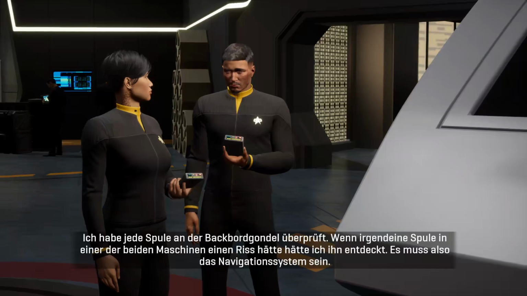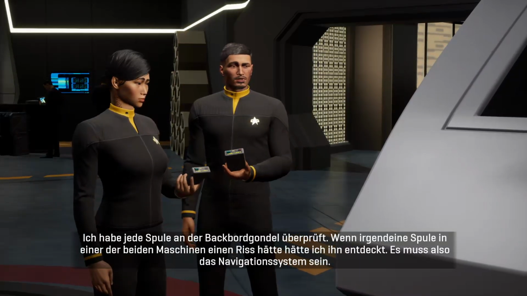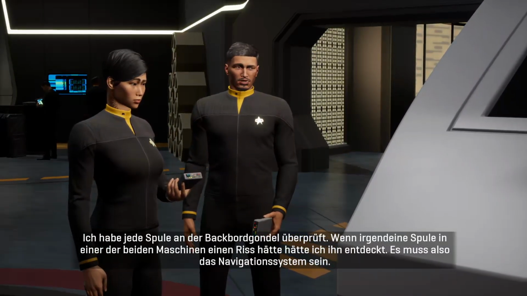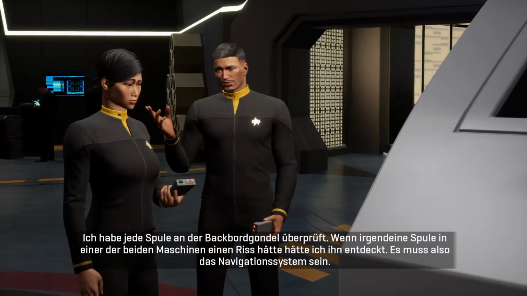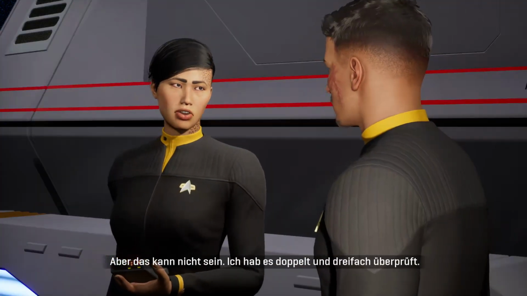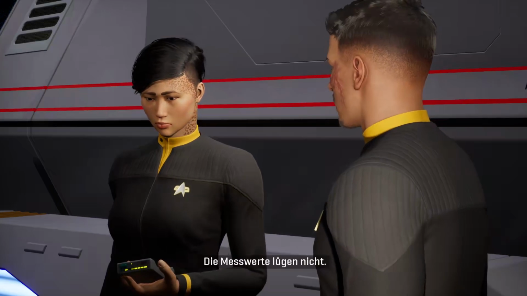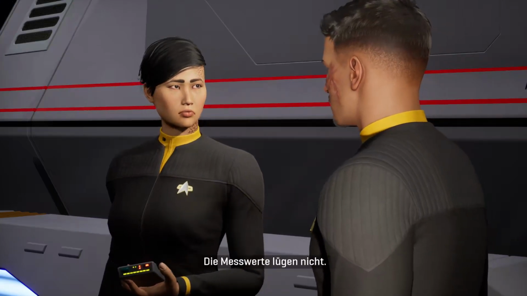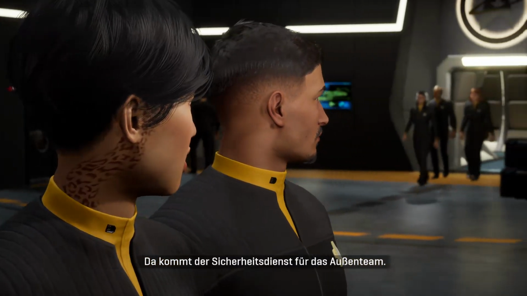I checked every coil on the port nacelle for imbalances. If any coil in either engine were cracked, I would have detected it. So, it must be the navigation array. Except it's not. Checked and double-checked. Well, the readings don't lie. Here comes the security detail for the away team.